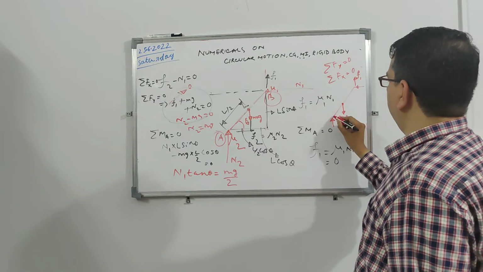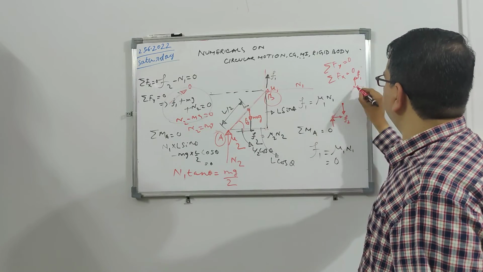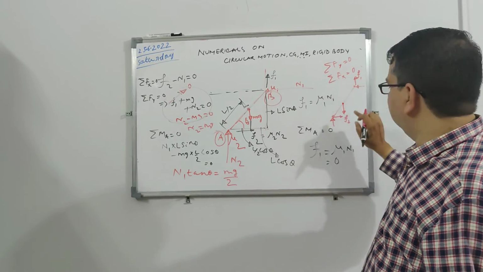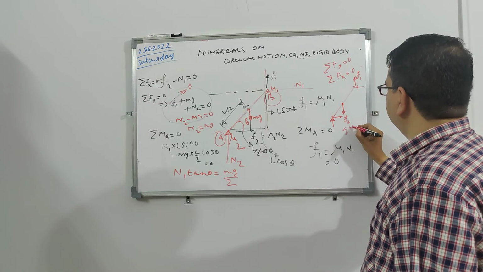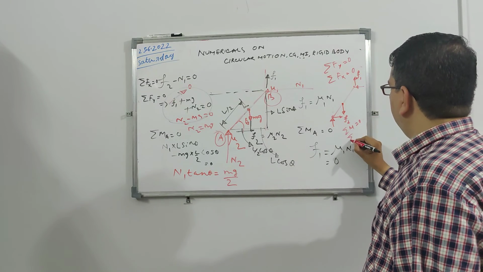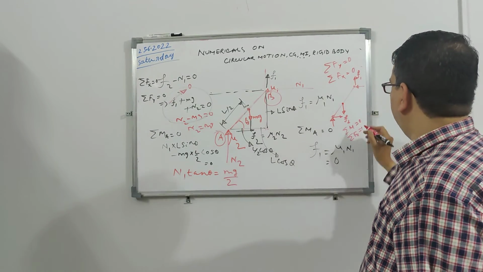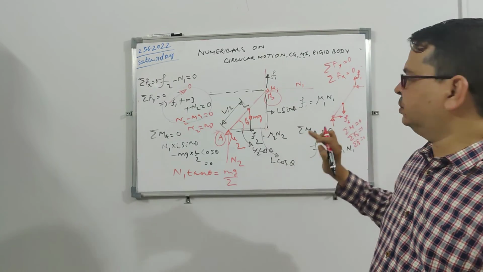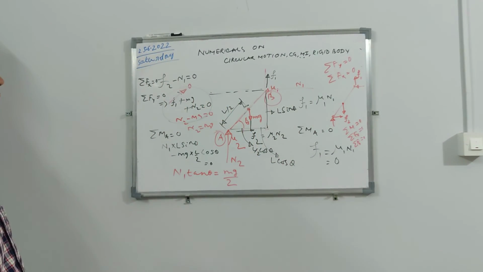So moment about any point will be zero. Normally we take either this point or this point, because two forces will pass through it, so two moments will get zero. Then moment about any point is equal to 0, sigma Fx is equal to 0, which involves this force, this force, this force, and sigma Fy is equal to 0, which is this force and this force. So you know that the normal reaction is equal to mg.